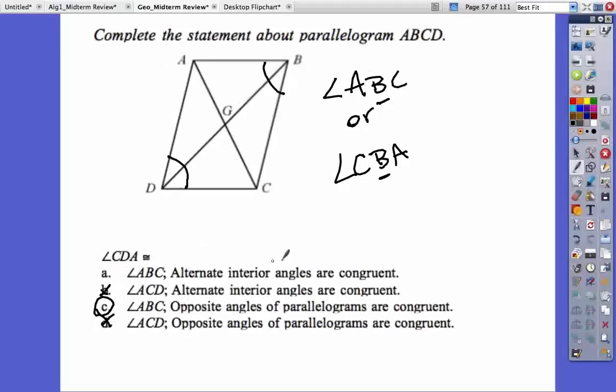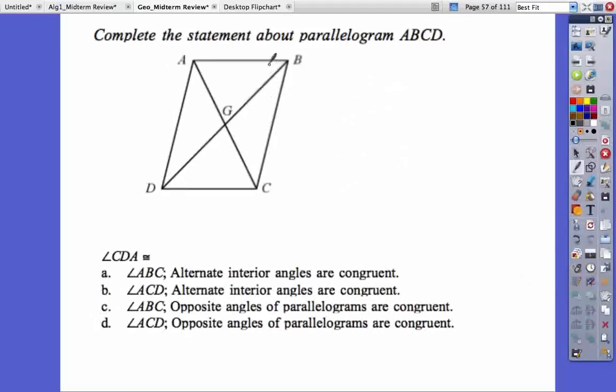Those are not alternate interior. Alternate interior angles will be this one and this one, for example. Or we can say this one and this one. So my correct answer is C.